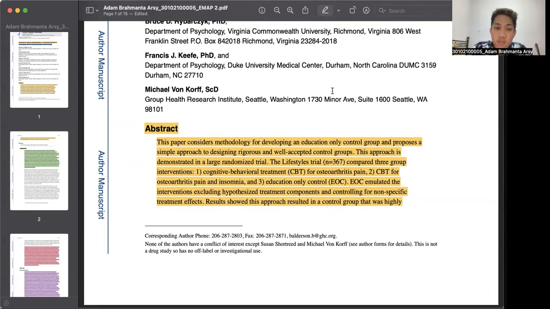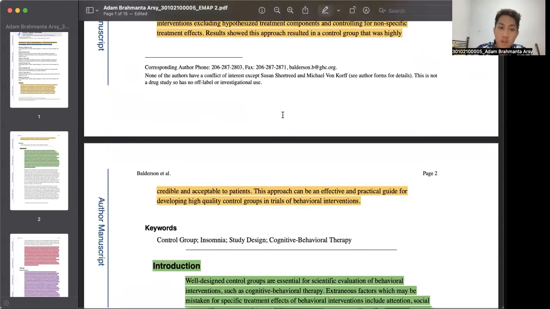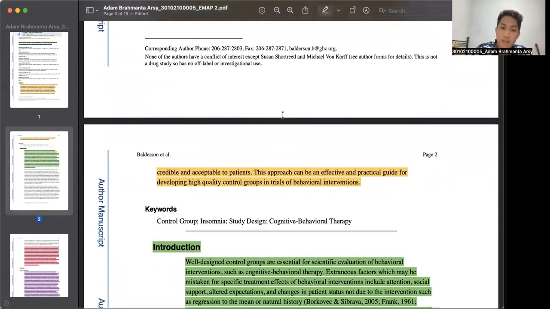EOC emulated the interventions, excluding the hypothesized treatment components and controlling for non-specific treatment effects. Results showed this approach resulted in a control group that was highly credible and acceptable to patients. This approach can be an effective and practical guide for developing high-quality control groups in trials of behavioral interventions.